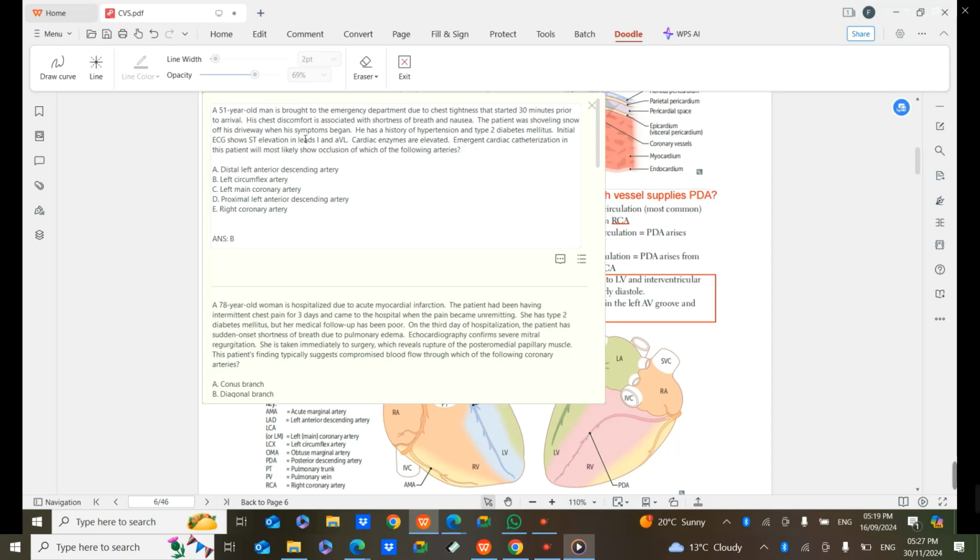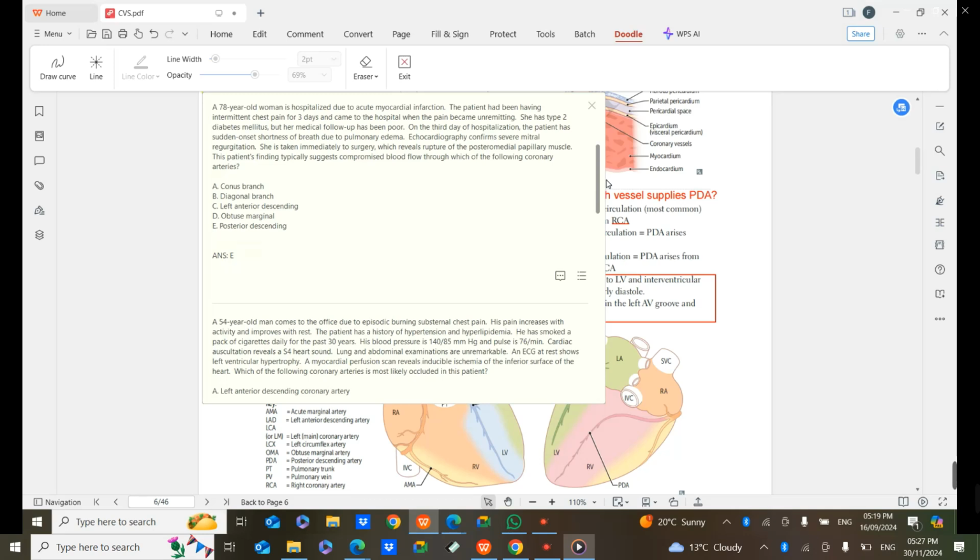Occlusion of which vessel? I will just quickly come here and check where you are seeing ECG changes. You say lead 1 and AVL. You can look at L as lateral. Once I see this, I know it's the lateral part of the heart that is affected. The vessel there is the left circumflex artery. So look at another question here.